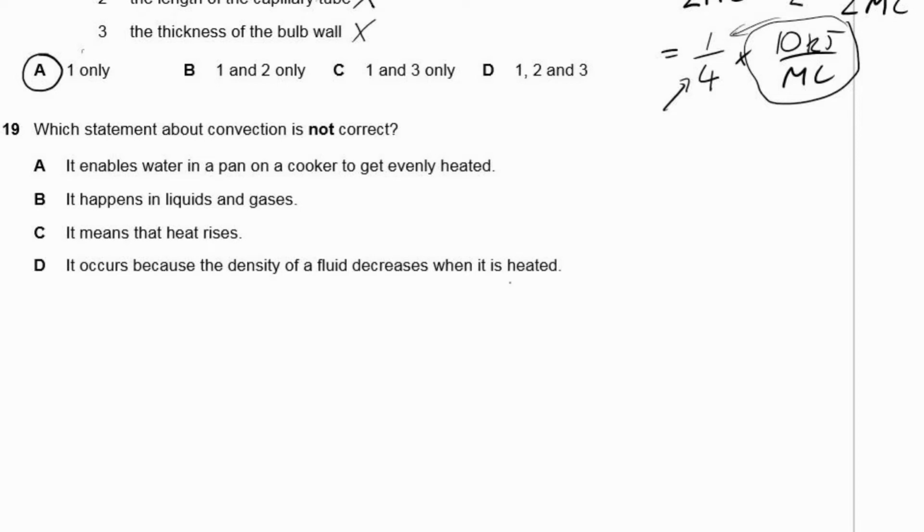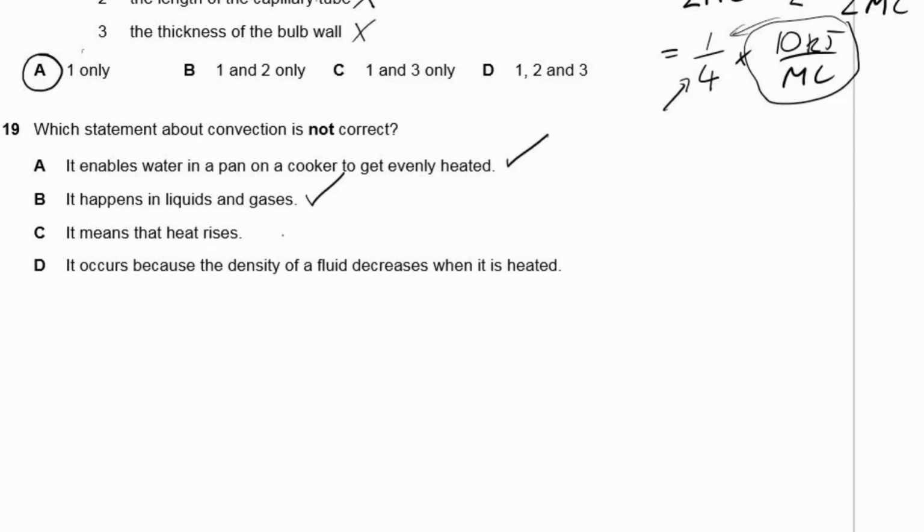Question 19. Which statement about convection is not correct? A, it enables water in a pan on a cooker to get evenly heated. That's true. You get convection currents inside a liquid. B, it happens in liquids and gases. Absolutely true. You get convection currents occurring in those two things, just not solids.